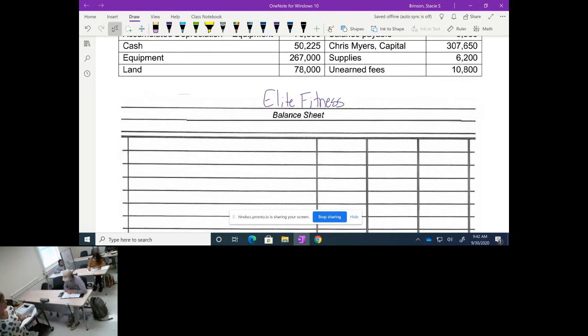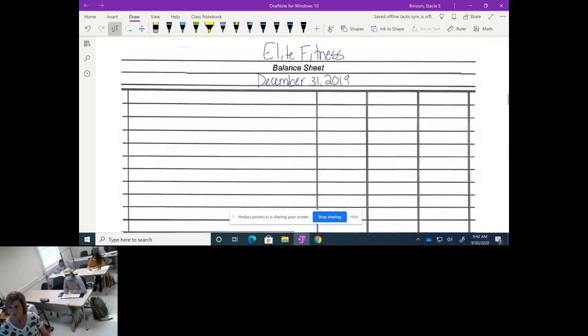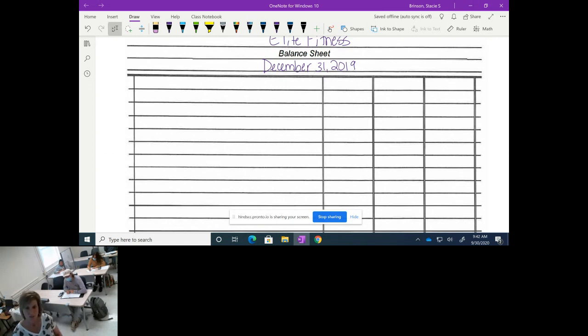What is the date? December 31st, 2019. Okay, so the first thing we're gonna do, we're gonna have our assets section, so we'll put our assets heading up here. But then we're gonna further classify by putting current assets. That's our subcategory. You could also put assets in the middle if you wanted to.